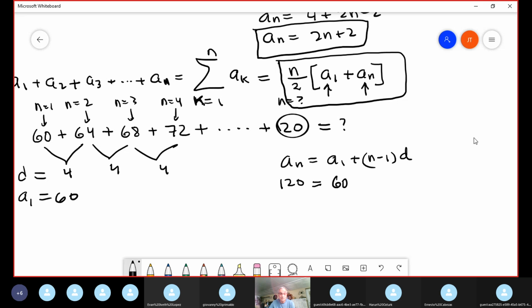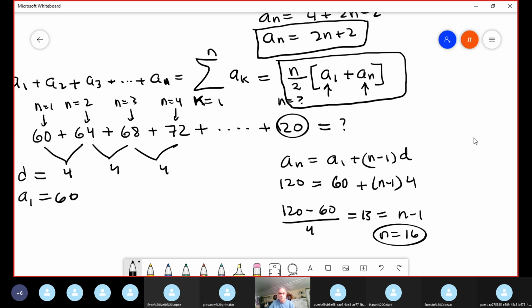A1 is 60, plus (n minus 1), and d is 4. The only unknown we have is n, the number of the position. 120. End of the story. So you subtract 120 minus 60, divided by 4, is 15. 15 is equal to n minus 1. Therefore, n is 16, because 16 minus 1 is 15. This 120 is located in position 16.